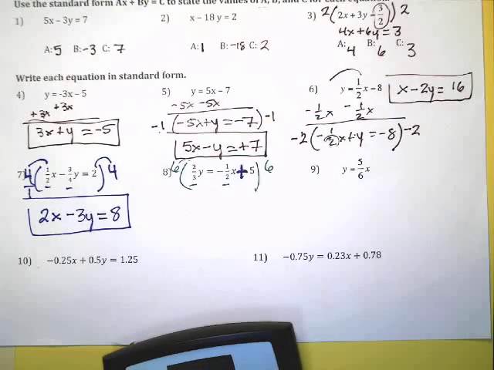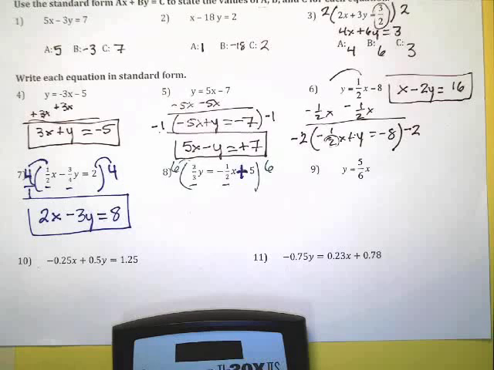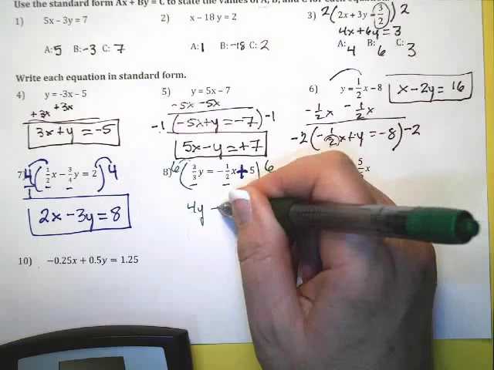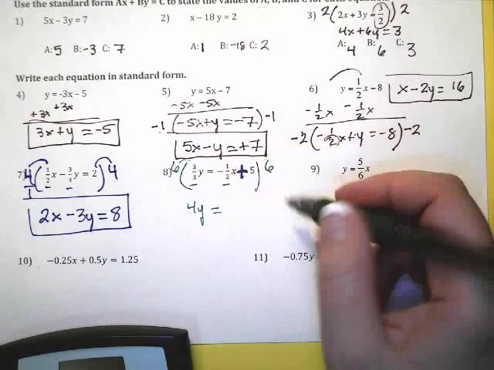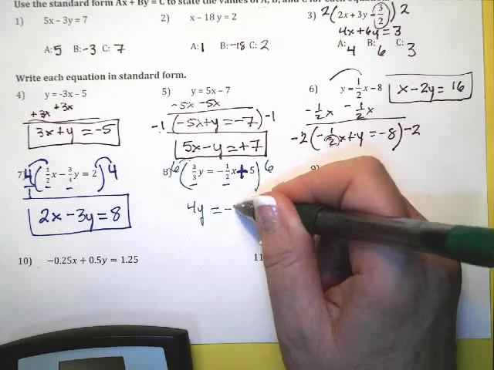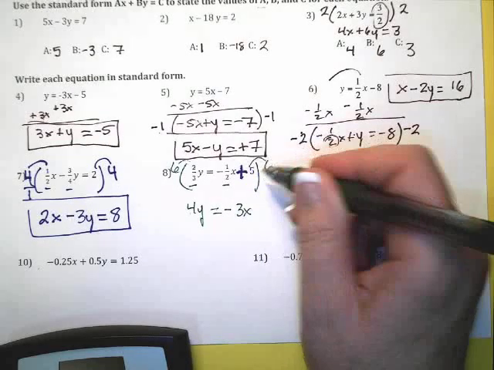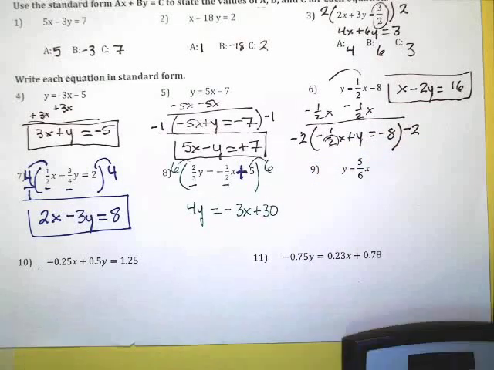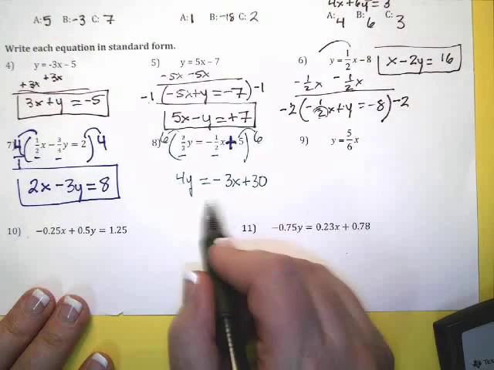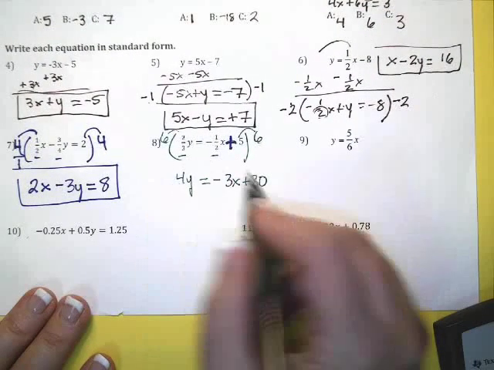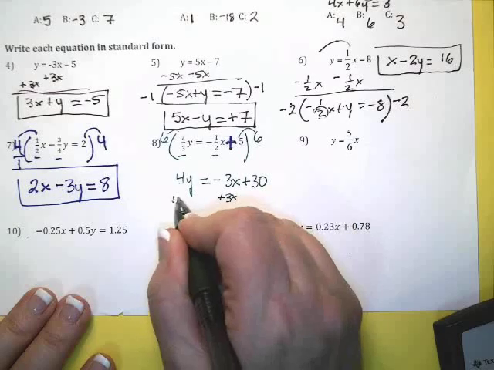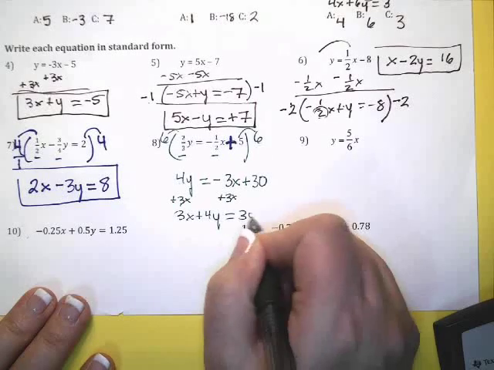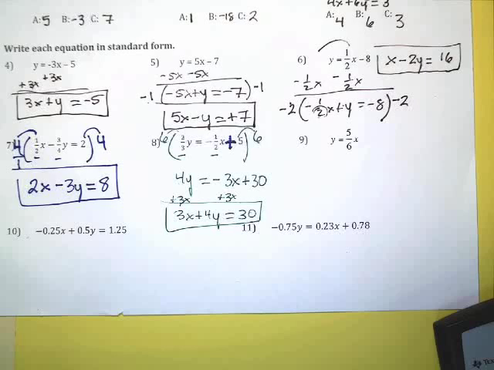So if you want to on your calculator, type in 6 times 2/3, which is 4, and don't forget the y, is equal to 6 times negative 1/2, gives us negative 3x, and 6 times 5. So don't forget to multiply every single term in the equation by that 6. Now in order to get this in standard form, we need to move the x over to the left-hand side, so add 3x to both sides. So we have 3x plus 4y is equal to 30. Now that is in standard form.